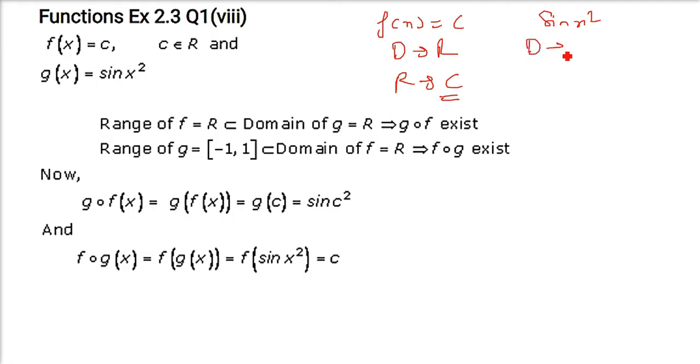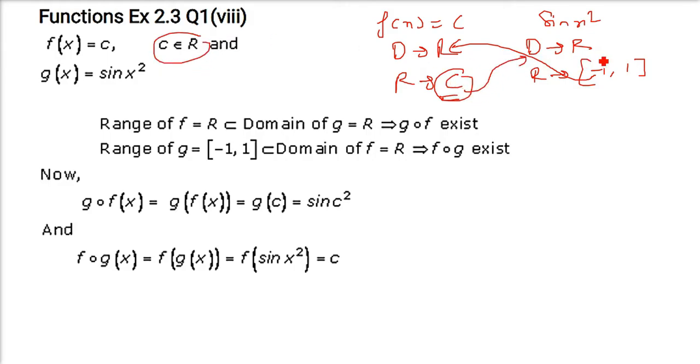Coming to sin x square. The domain is any number you put, but the range will always be negative 1 to 1. Now negative 1 to 1 is a subset of R. A constant value, which is already inside R, is a subset of R.